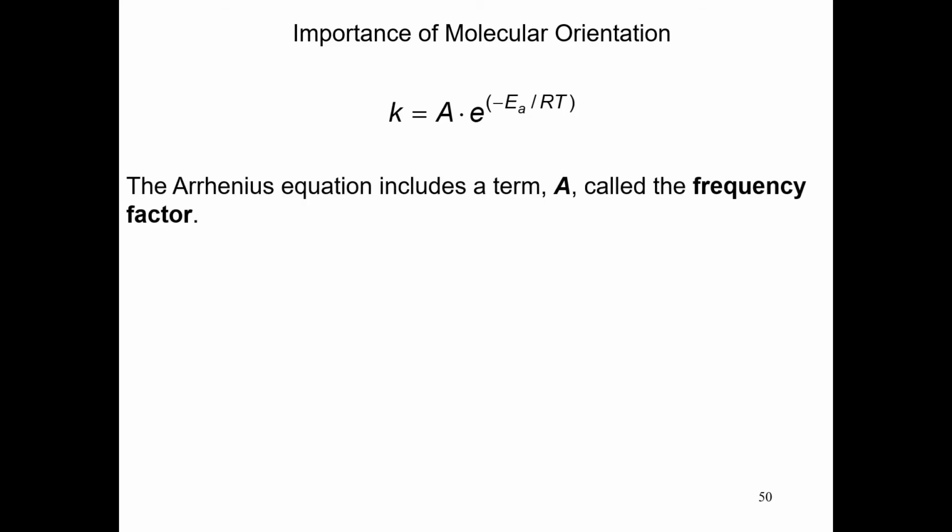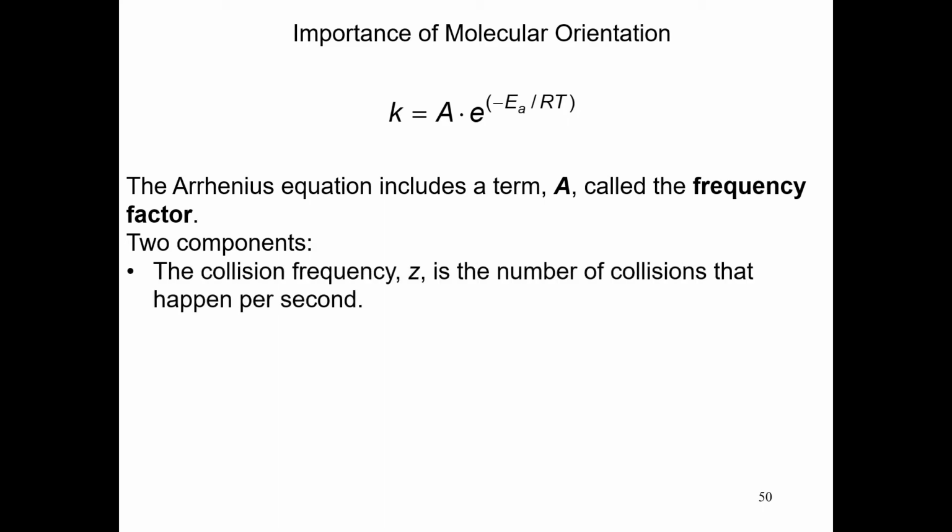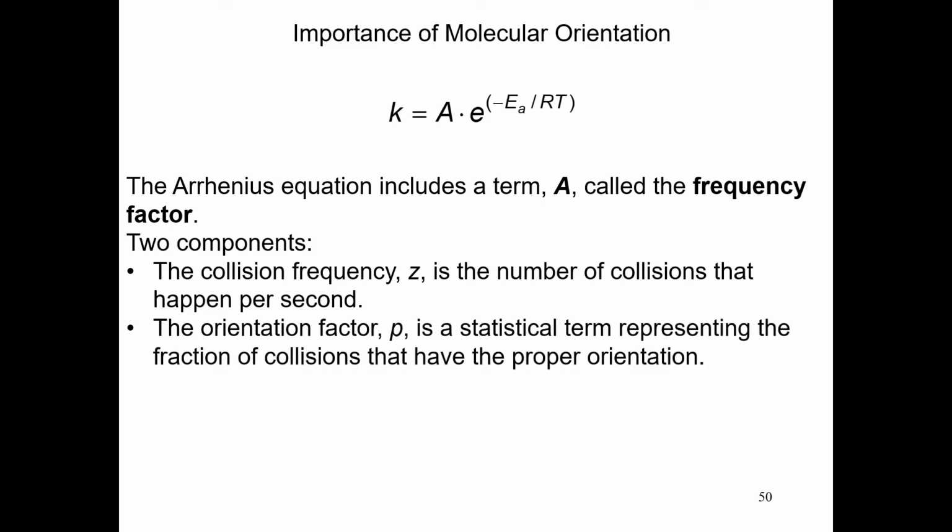Let us consider now the importance of the molecular orientation. Remember Arrhenius' equation. Remember that the equation includes a term, A, which we call the frequency factor. There are two components to A. The first one is called the collision frequency. This is the number of collisions that happen per second. The second one is called the orientation factor, P. This is a statistical term representing the fraction of collisions that have the proper orientation. And the way we represent A is simply by the product of the orientation factor times the collision frequency.